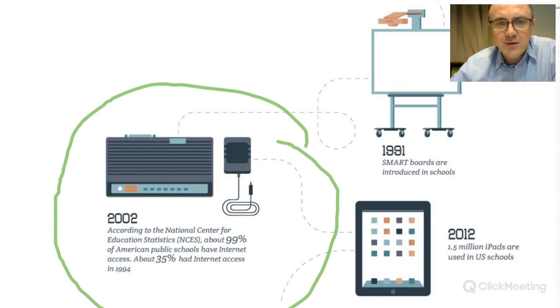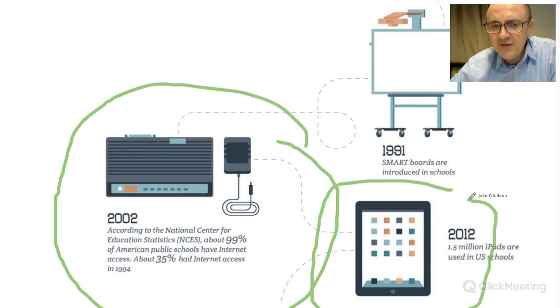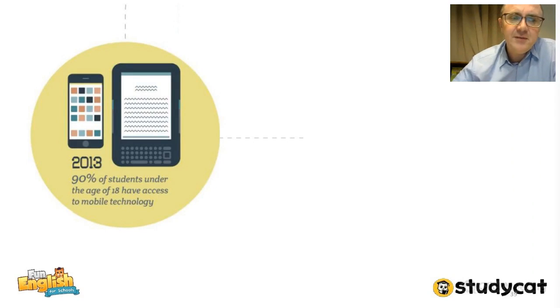And then very quickly, what happened was iPads came in, or tablets. Now we're saying that basically 90% of students under the age of 18 in America have access to a mobile or a tablet. And this is the same in China, the same in the Middle East. We know in Russia, I think it's like 70% of people have access to these things. So what that does is it changes the way learning can happen.